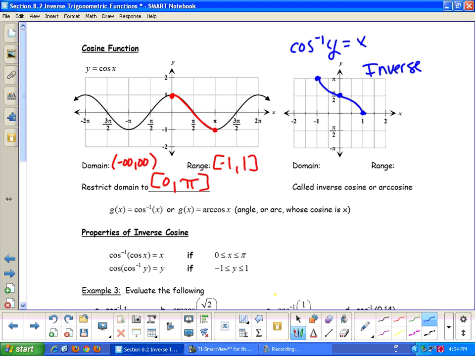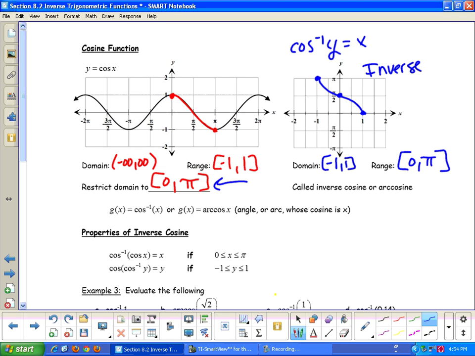So the domain, remember, comes from the range of my cosine graph. So the domain would be from negative 1 to 1. And my range values are going to be from my restricted graph, because we want it to be a function. So my range is going to be from 0 to pi. So that means whenever I have an inverse in my equation, I have to restrict the values from 0 to pi. I cannot use any other values on my unit circle.